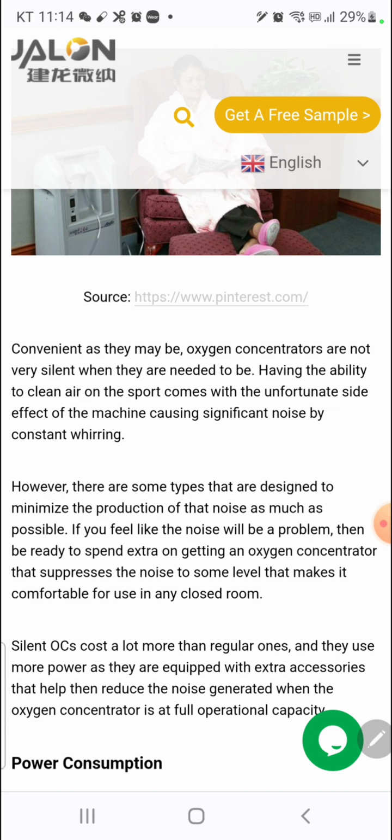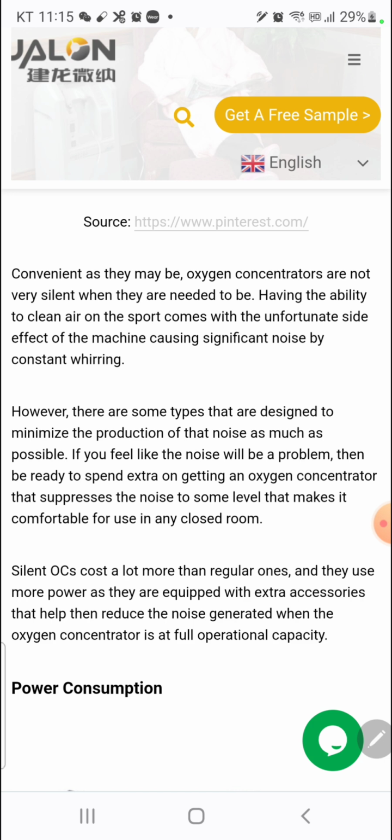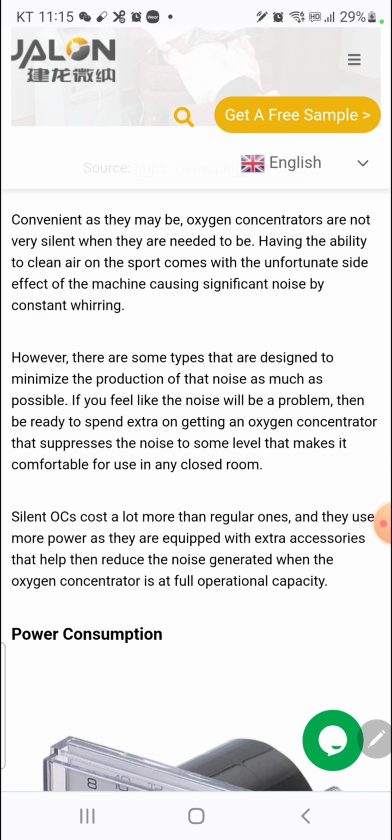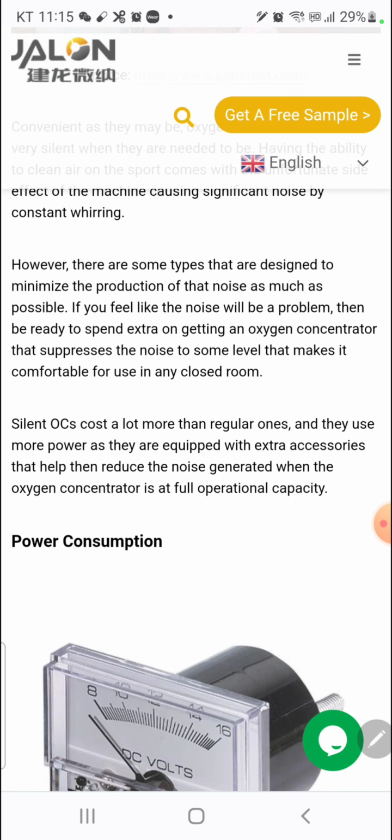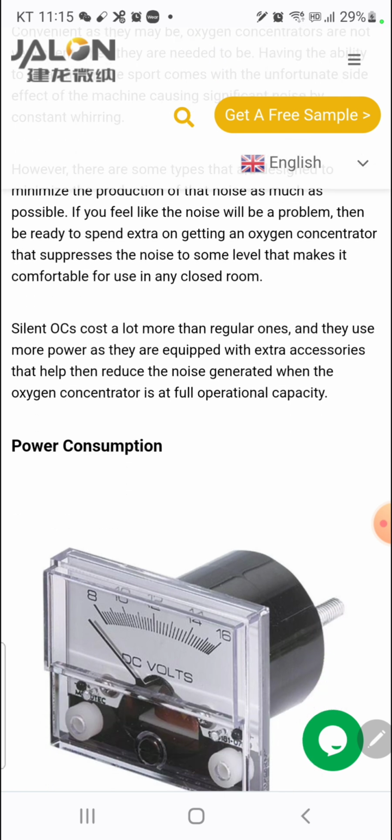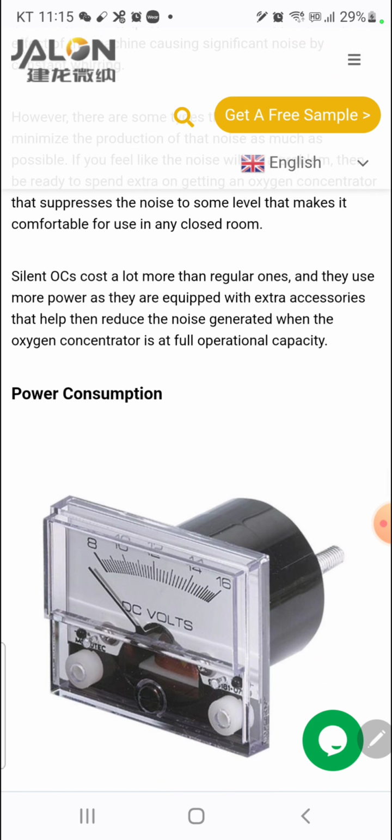If you feel like the noise will be a problem, then be ready to spend extra on getting an oxygen concentrator that suppresses the noise to a level that makes it comfortable for use in any closed room. Silent OCs cost a lot more than regular ones, and they use more power as they are equipped with extra accessories that help reduce the noise generated when the oxygen concentrator is at full operational capacity.